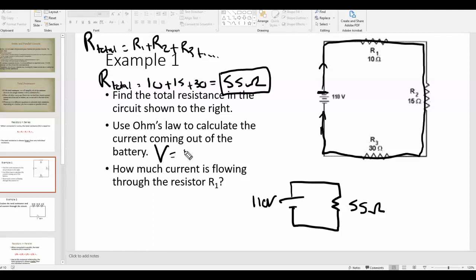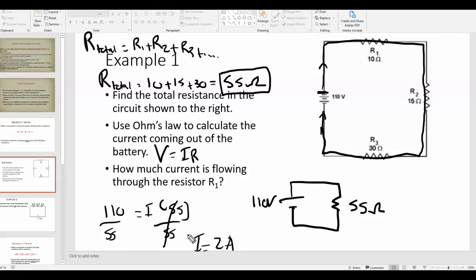Okay, so now it says use Ohm's law to calculate the current coming out of the battery. So I know V is 110. I don't know I, but I know the R, the total resistance, is 55. So I divide both sides by 55, and I get I equals 2 amperes. And so that is the answer to the second part of example 1. So that means 2 amperes of current comes out of the battery.